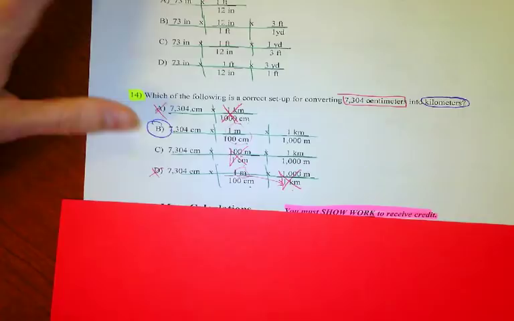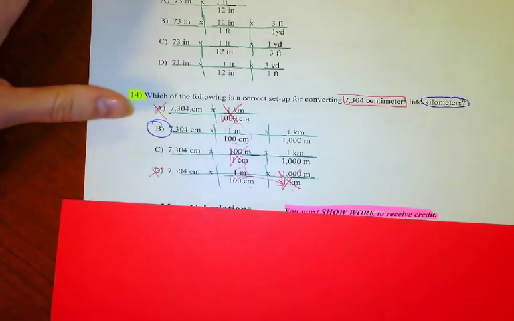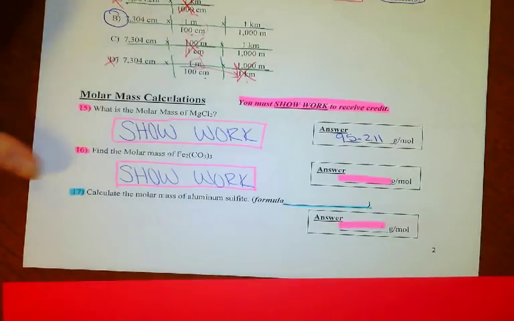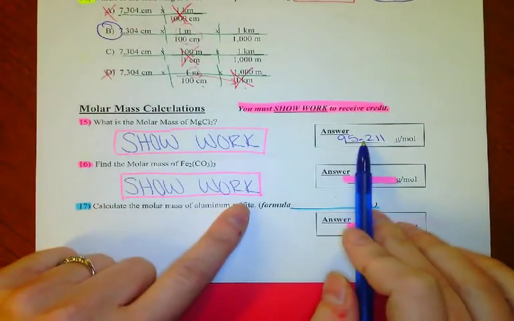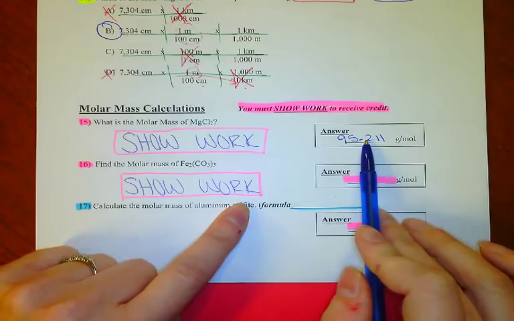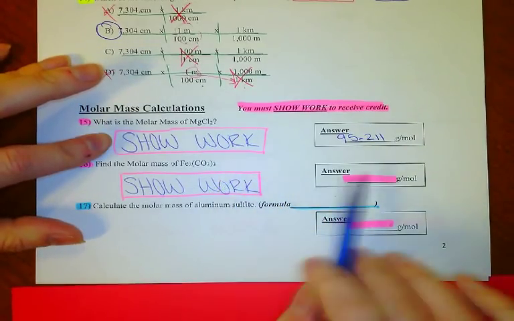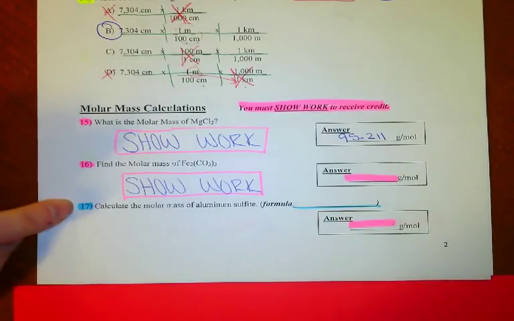Okay, we're done with that star chart now. We're going to get into some more chemistry stuff. Looking down here, molar mass calculations. Okay, I gave you the answer so you can check it on this one. And then I'm going to let y'all go ahead and show the work, otherwise you don't get credit. But let's look at this one real quick.